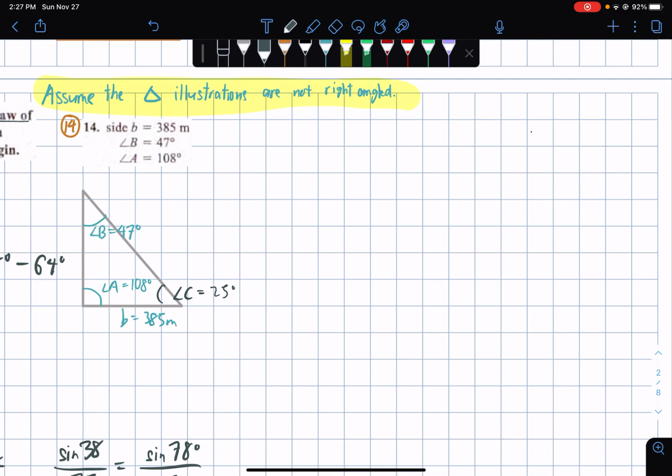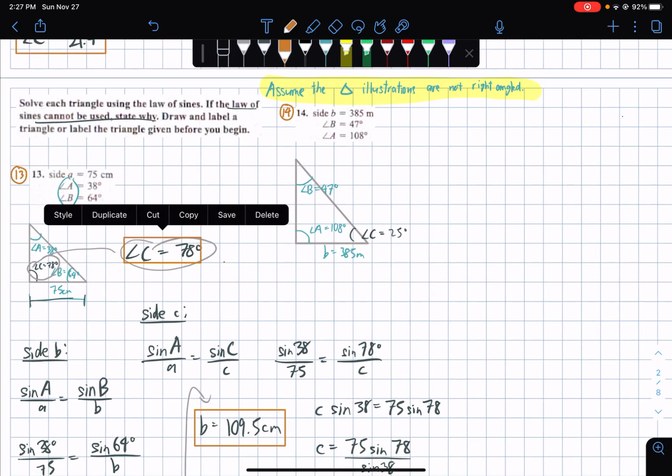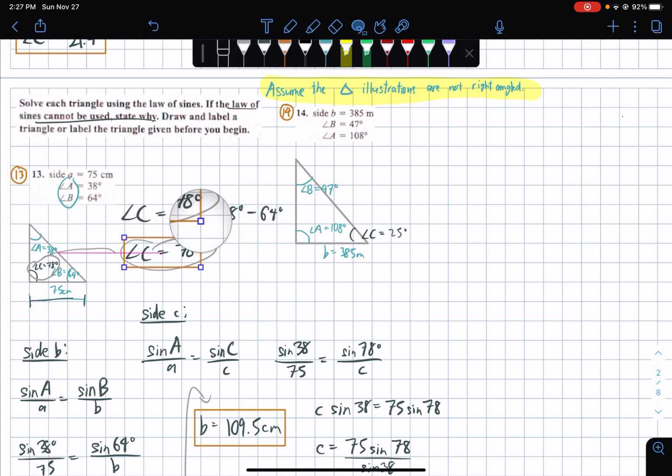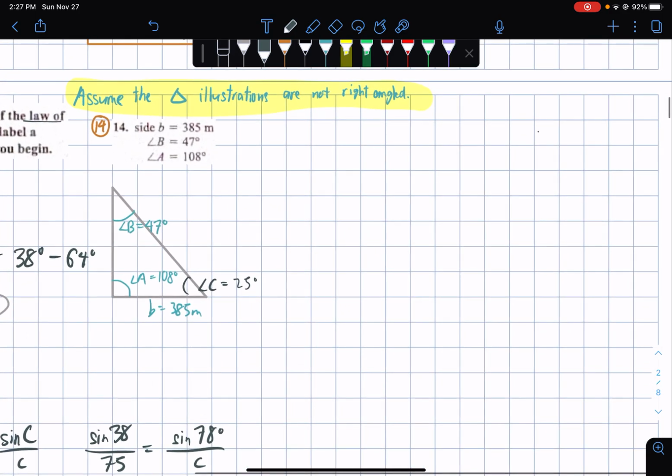So as usual, we know angle A and angle B. Therefore, angle C would be equal to 180 minus 47 minus 108. That is 25 degrees. I'll just box the missing values. For number 13, we were supposed to look for 3 values. That would be angle C, side B, and side C namely. For number 14, we now know that angle C is equal to 25 degrees. And what we're supposed to look for right now is side A and side C.